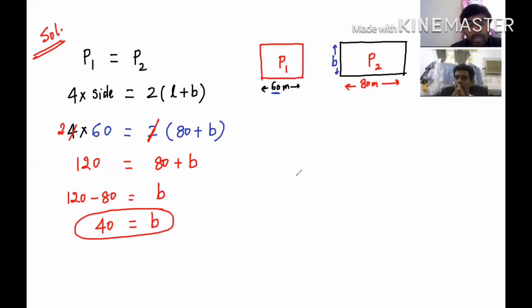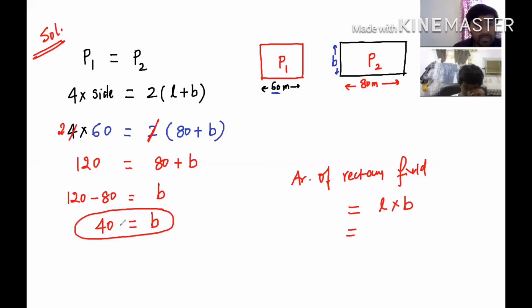Now we will find the area of the rectangular field. Area will be length times breadth. Length is 80, and the breadth we calculated is 40. Whenever you write breadth, write the unit, meters. Units should be taken care of. So 8 4s are 32, 3200 square meters.